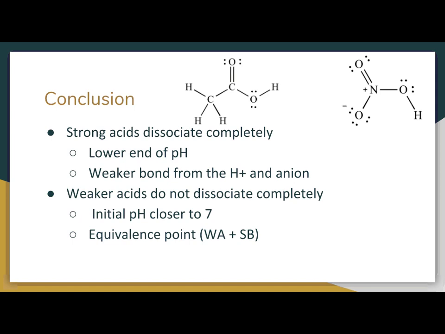Which bond are you talking about there? For nitric, it'll be this one. For acetic acid, it'll be this one. Okay, why not the other ones? Well, it's part of the organic structure of the acetate, so they're less polar bonds. These O and H bonds are very polar, so they dissociate better. That's good. Thank you.